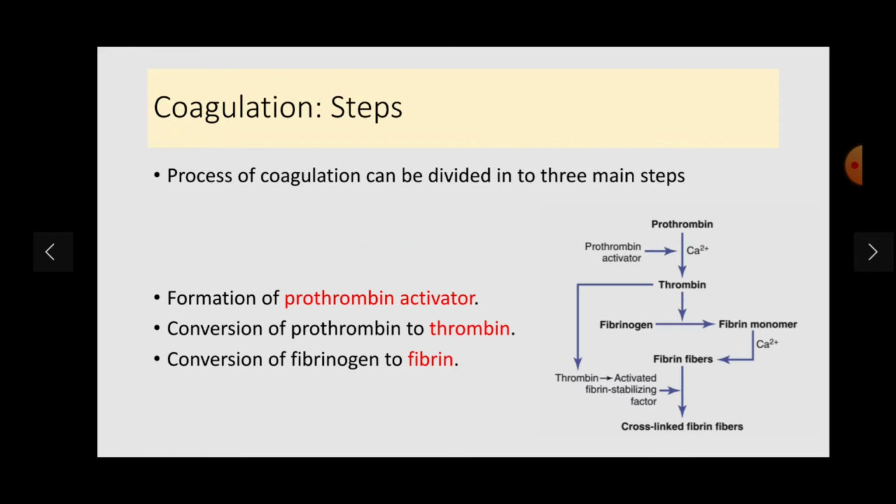The process of coagulation can be divided into three main steps. The first step is the formation of prothrombin activator. Prothrombin activator converts prothrombin into thrombin. Prothrombin is the inactive precursor of thrombin. Now thrombin is a proteolytic enzyme and it converts fibrinogen into fibrin.